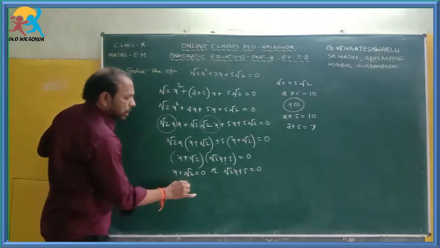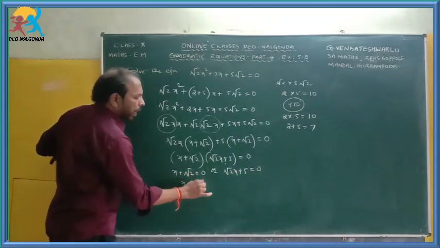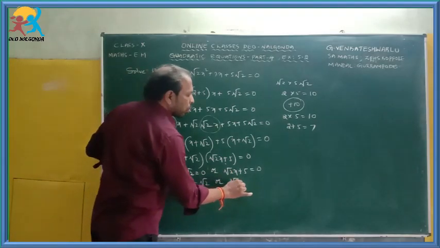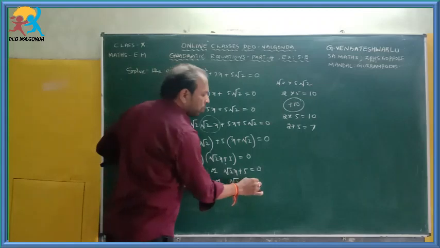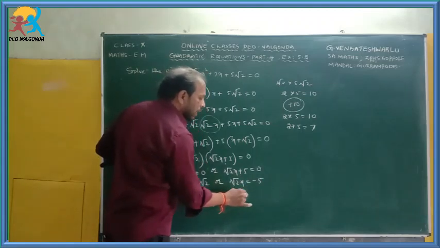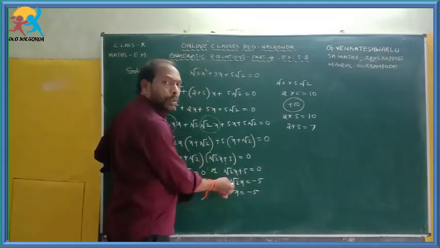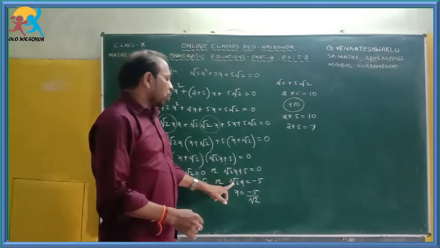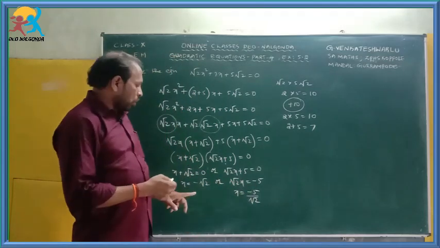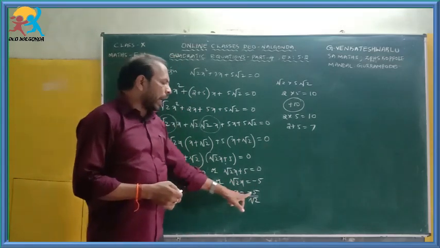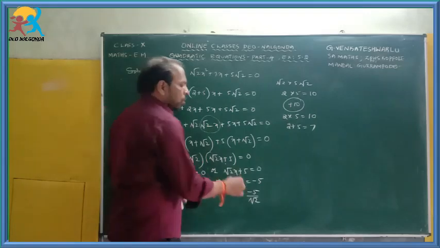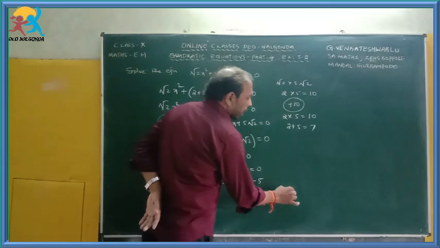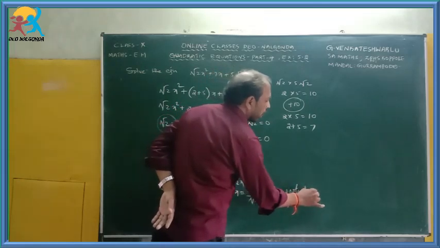x is equal to the transposition of plus root 2 value, minus root 2. Here root 2x is equal to the transposition of plus 5 value, minus 5, whereas x is equal to minus 5, reciprocal of root 2 is 1 by root 2. So the transposition of root 2 is 1 by root 2. Therefore, minus root 2 and minus 5 by root 2 are the roots of the equation. Here these are roots of an equation.